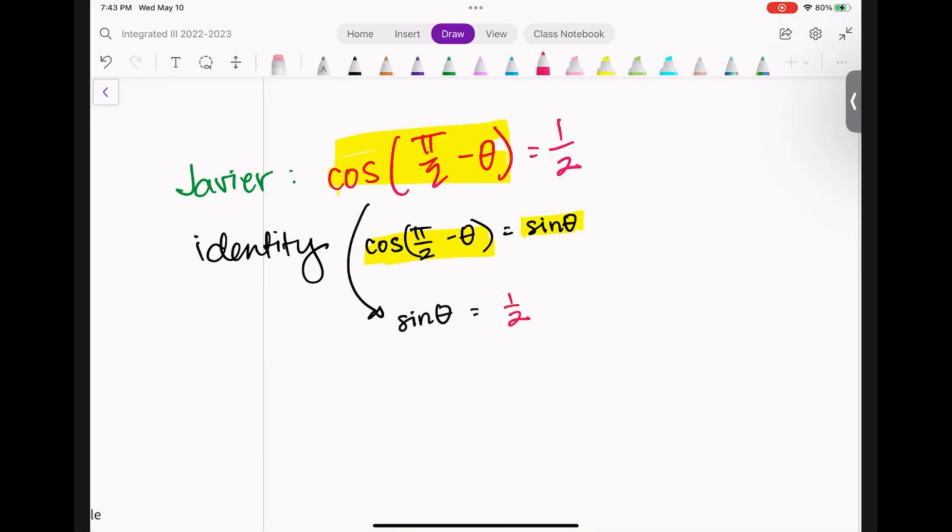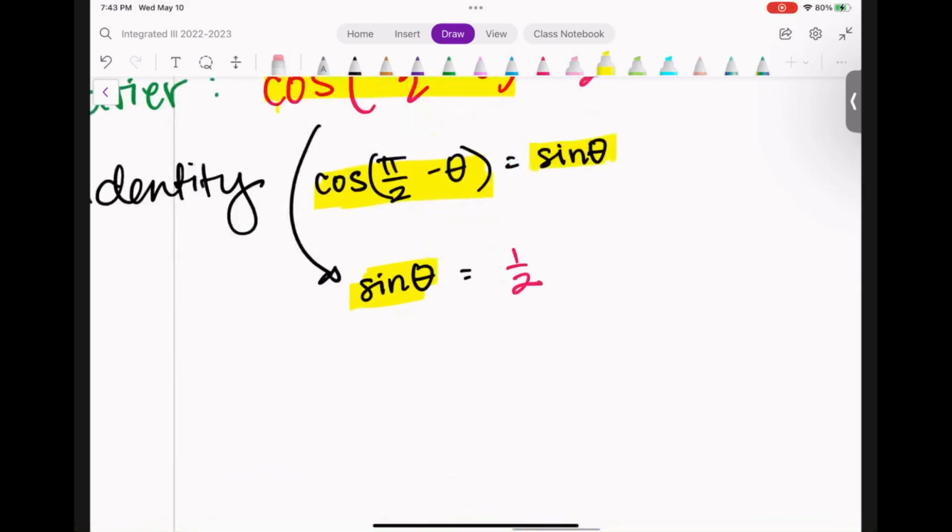You see how that happened? So we were just exchanging stuff. So this is how you would use identities to solve equations. So whenever you see anything that you're like, oh, I saw that on the identity page, and we've kind of used it and proved it, then we can now use it. So here's sine of theta equals 1/2.